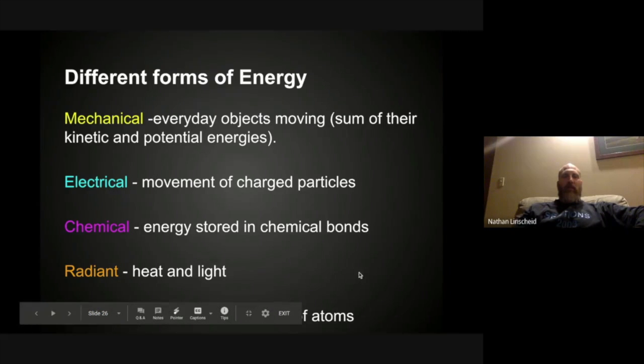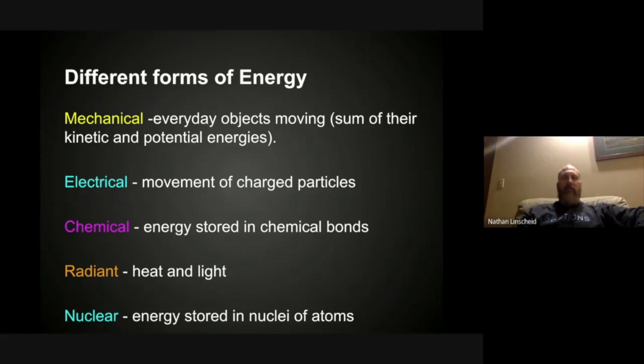And then finally, we have nuclear energy. Nuclear energy is the energy that's stored in the nuclei of atoms. Remember that protons and neutrons are in the nucleus of atoms, and protons do not want to be by other protons. They are both positive. They want to push each other apart. And so it takes an extremely strong force, which is called the strong force, to bind them together.